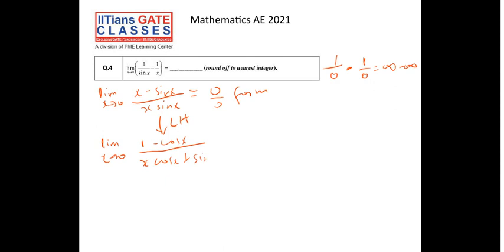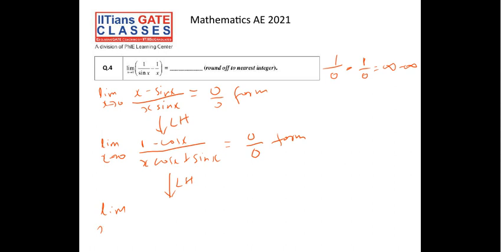And the derivative of the denominator is x cos x plus sin x. Let's substitute x equal to 0 again over here. So we get 1 minus cos x, it comes to 1 minus 1, which is again 0. And the denominator comes to 0 plus 0 again. So again 0 by 0 form.